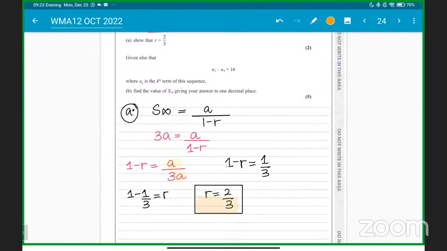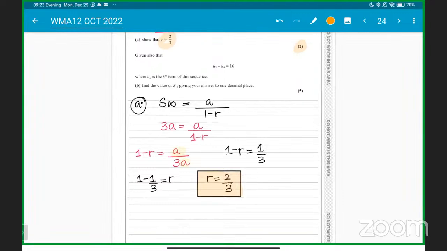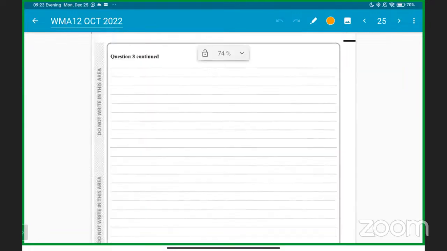Got this, everyone clear? R value is basically 2 over 3. That is the common ratio for 2 marks. And then the next one is that, given also that, let's do it on the next page.